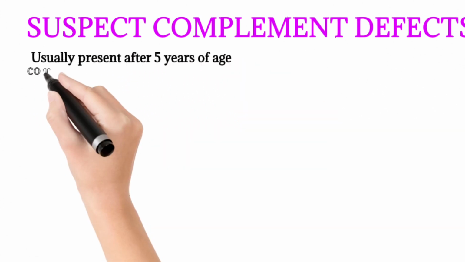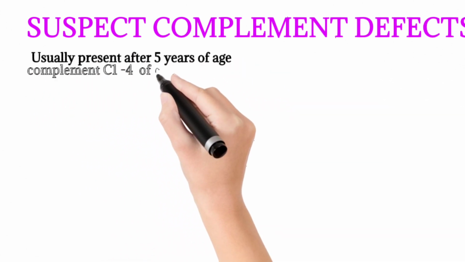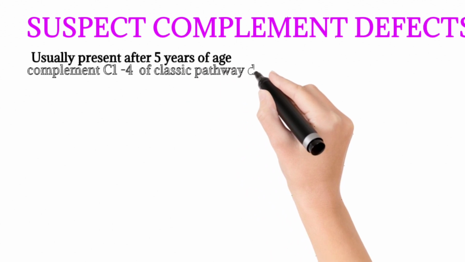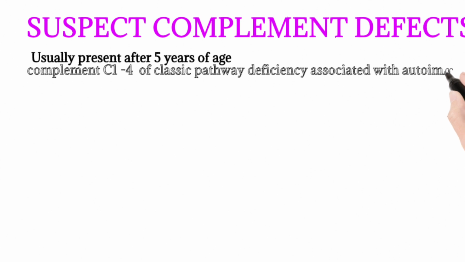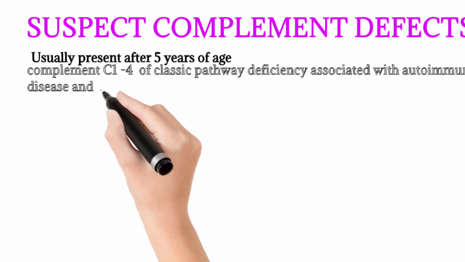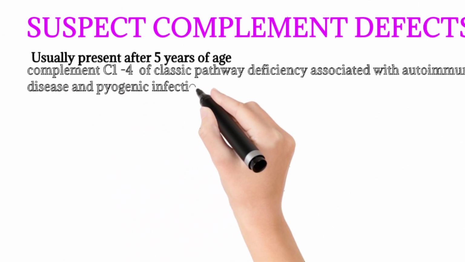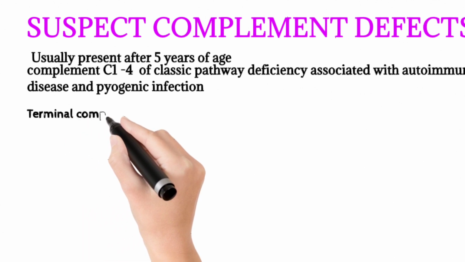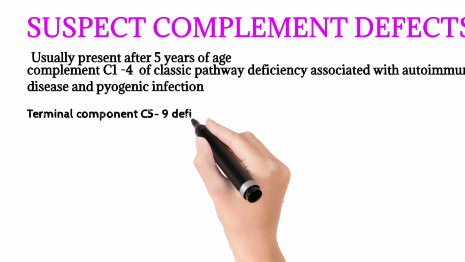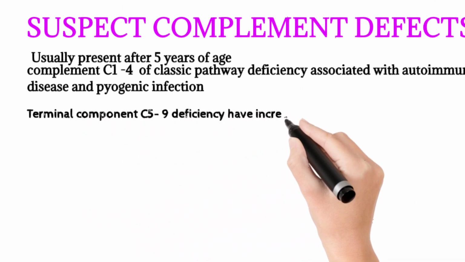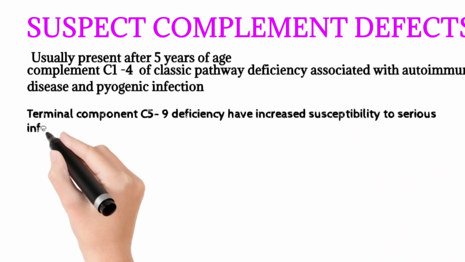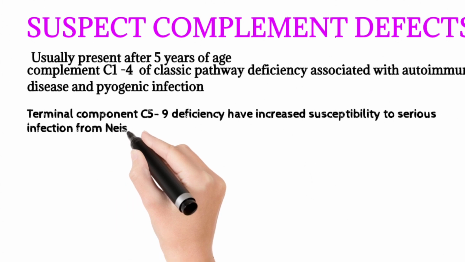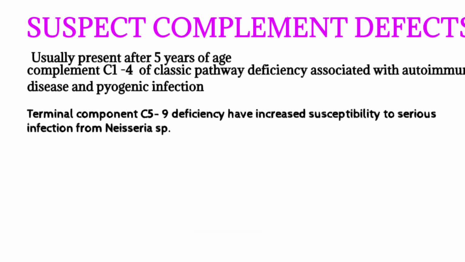Now, when to suspect complement deficiency? Usually it presents after 5 years of age. Deficiency of complement C1 to C4 of the classical pathway is associated with autoimmune disease and pyogenic infections, while terminal complex C5 to C9 deficiency has increased susceptibility to serious infection from Neisseria species.